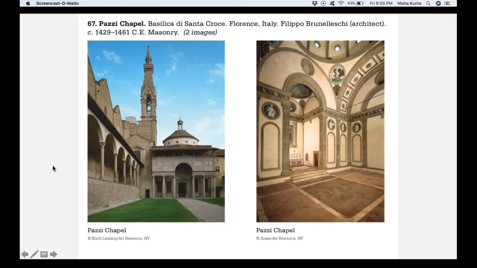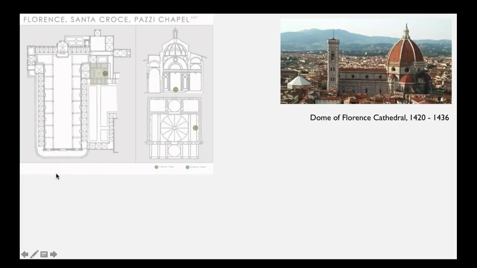All right, the Pazzi Chapel, Filippo Brunelleschi, our architect. Let's talk about who Brunelleschi was. He was originally a goldsmith, but then he becomes a very, very well-known architect, perhaps most well-known not for the Pazzi Chapel, but for the dome on Florence Cathedral.